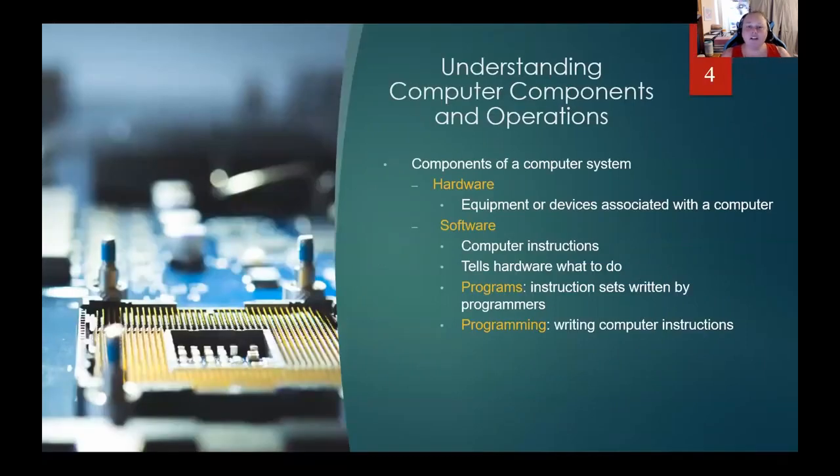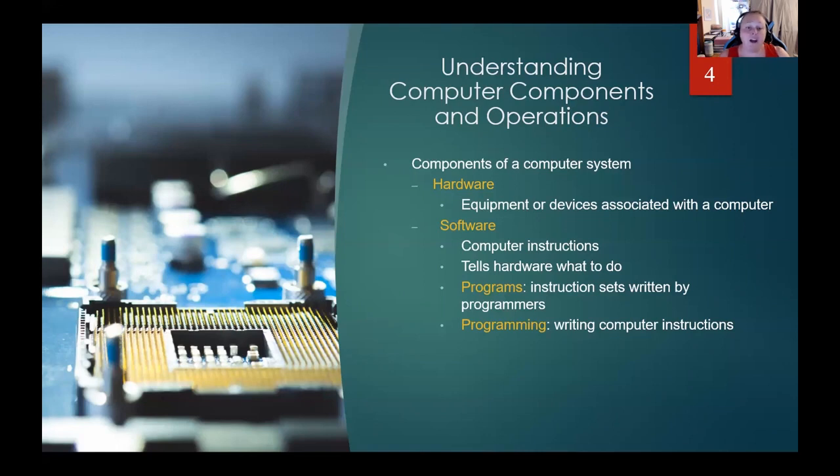So first, we're going to talk a little bit about understanding the computer components and how they operate. So 2 main things to know about a computer is that you have something called hardware and you have something called software. Hardware on a computer system are those things that you can touch, and they are the physical devices for a computer. So it could be a peripheral like a keyboard or a mouse or a monitor, or the actual tower with all of the components like the CPU and memory built inside.